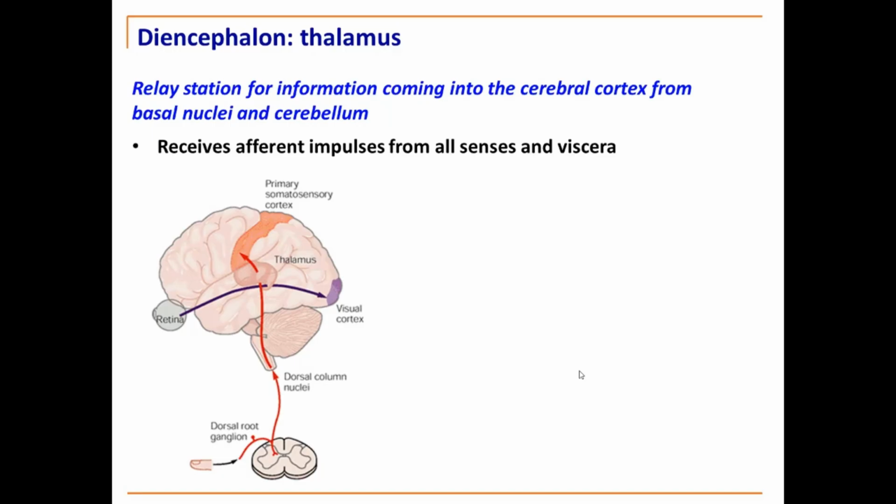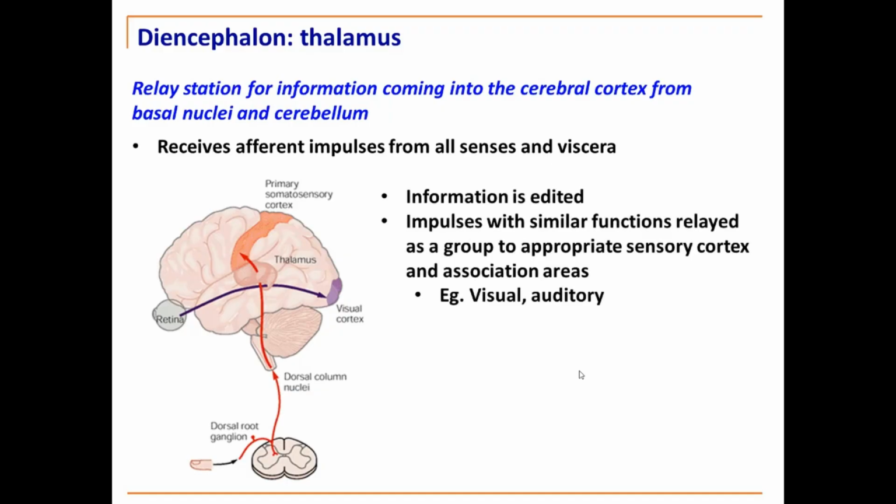And so as those afferent impulses reach the thalamus, like I said before, we have a crude recognition of the sensation. So we kind of go, it might be pleasant, it might be unpleasant. In other words, at this point, we're getting that crude information coming in. The information here is now edited, and the impulses with similar functions are relayed as a group to the appropriate sensory cortex and therefore the sensory association area. So it might be going to the visual cortex or to the auditory cortex, for example.